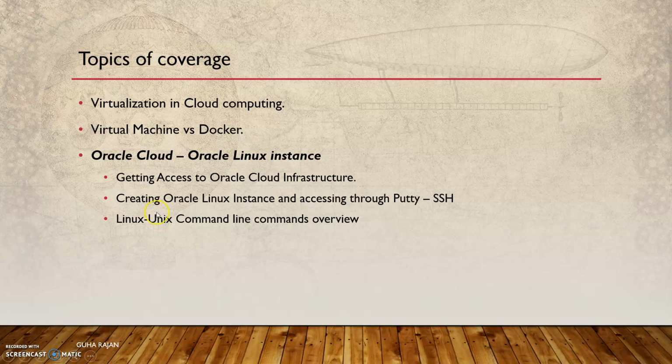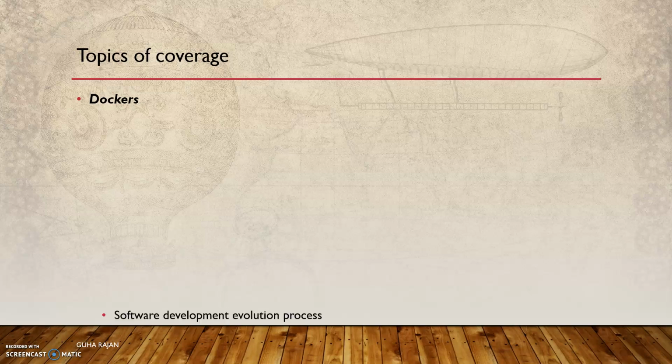So I'll be discussing how to get access to the Oracle Cloud Infrastructure. Then we'll be creating an Oracle Linux instance in the cloud infrastructure and how to access it through the client. We'll be using Secure Shell, PuTTY, and then I'll be briefly touching upon some of the quite important command line commands which are used in Linux, Unix. It is very brief. Command line commands can itself be a separate course. I'll be touching very briefly on the common commands which are used. And post that, we'll be getting into Dockers.